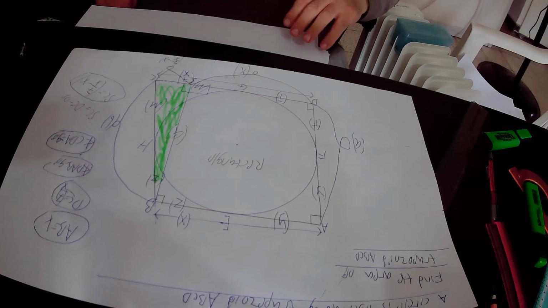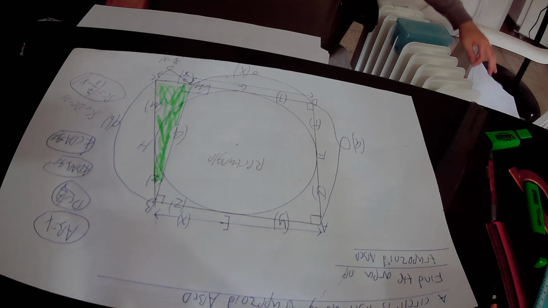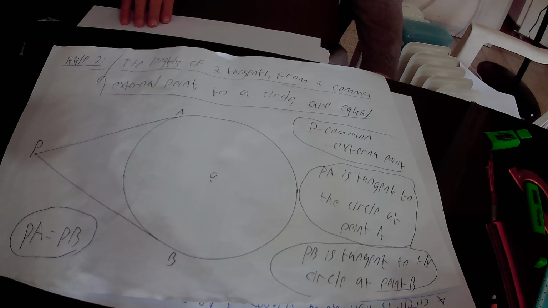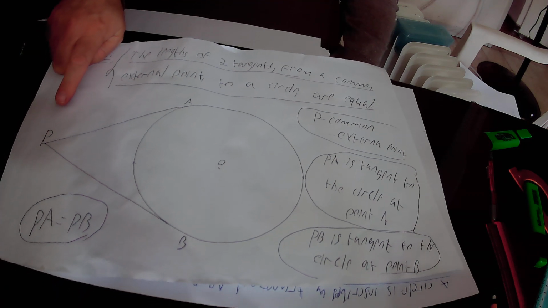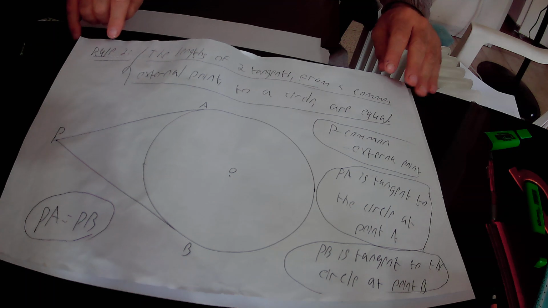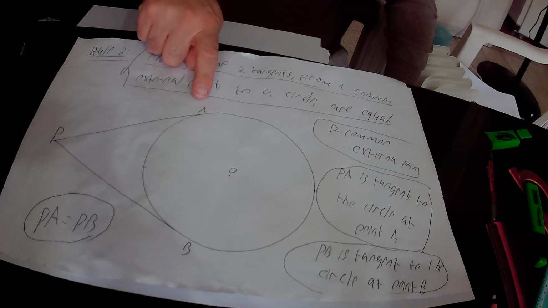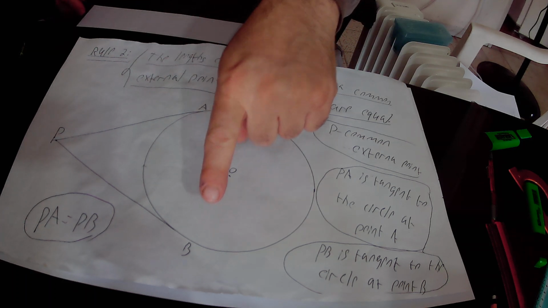So here we can implement rule 2. I'll repeat quickly rule 2. According to rule 2, the lengths of two tangents from a common external point to a circle are equal. So in the drawing we have a circle, and this is the common external point, point P. From this common external point P, we have two tangents to this circle. We have tangent PA, which is tangent to this circle at point A, and we have tangent PB, which is tangent to this circle at point B.